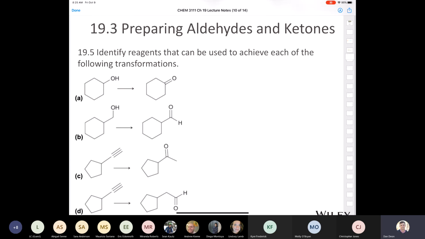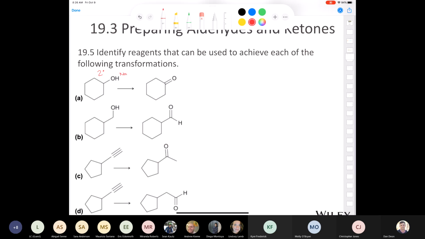All right, let's take a look at these reactions. I don't want to spend a lot of time on these because these are all transformations that you should have been able to complete before beginning this chapter. The first one, we're taking a secondary alcohol and we're converting it to a ketone. Many options here. We could treat it with sodium dichromate, sulfuric acid, and water. That's one option.